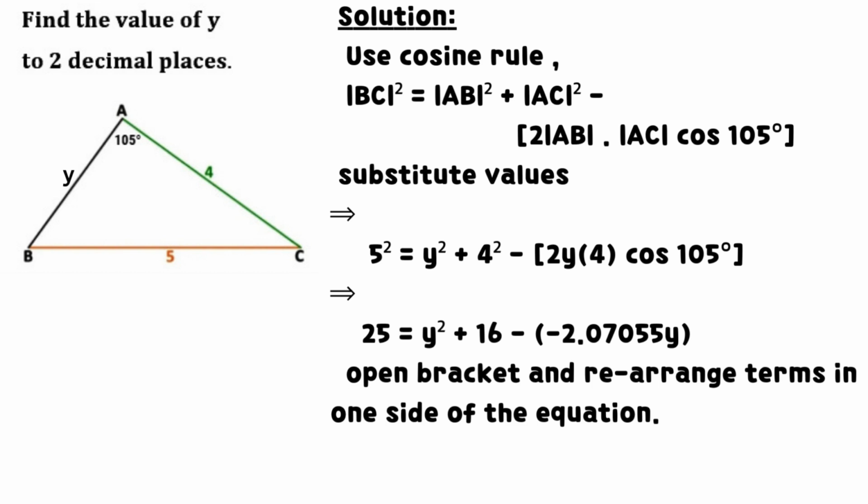Substitute values and we have that 25 equals the sum of the square of y and 16 minus negative 2.07055 times y, after simplification of substituted values. Open bracket and rearrange terms to one side of the equation.